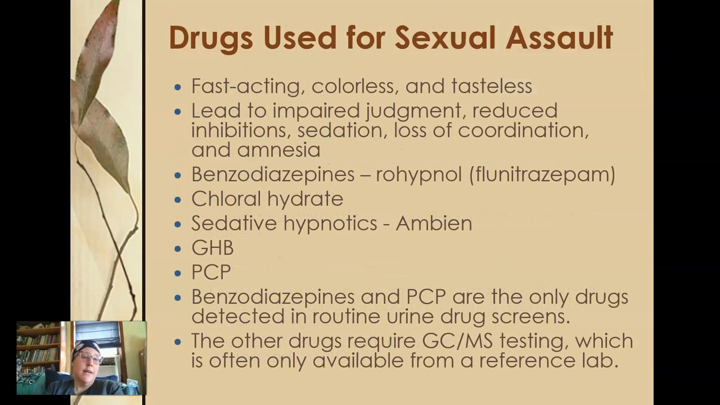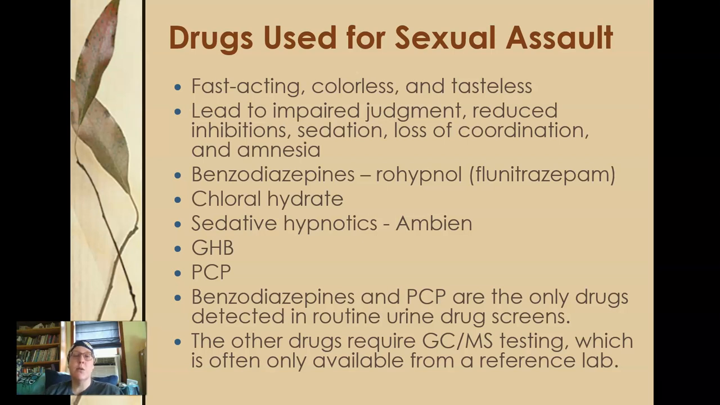And the last slide is the drugs used for sexual assault. They are fast-acting, colorless, and tasteless. So they can be slipped into drinks and stuff like that, and the person does not even know that they've been dosed. They lead to impaired judgment, reduced inhibition, sedation, loss of coordination, and amnesia. So the person doesn't know what happened to them until they wake up, and they have this big hole in their memory.